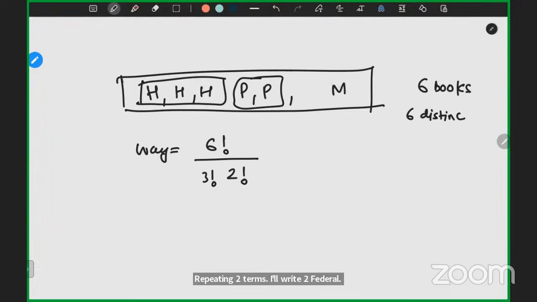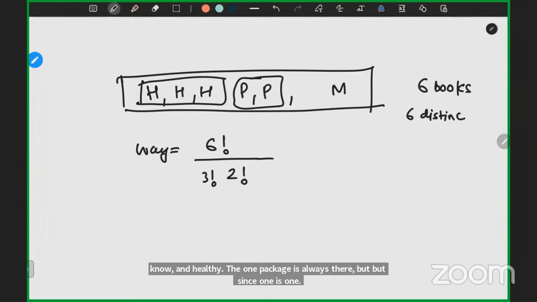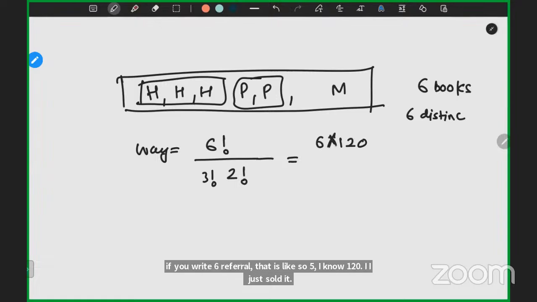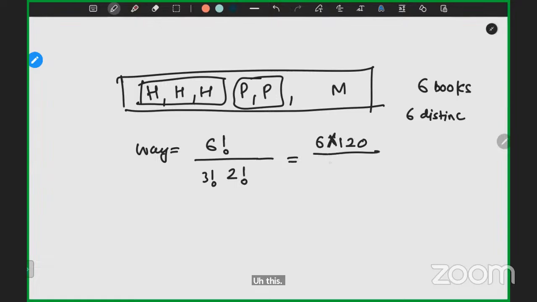Earlier, since we had all individual items, I didn't show you, but inherently the 1 factorial is always there. Since 1 factorial is always 1, and its multiplication doesn't make any difference, that's why we remove it. So 5 factorial I know is 120, so 6 factorial is 6 times 120. Then 3 factorial is 6, and 2 factorial is 2.